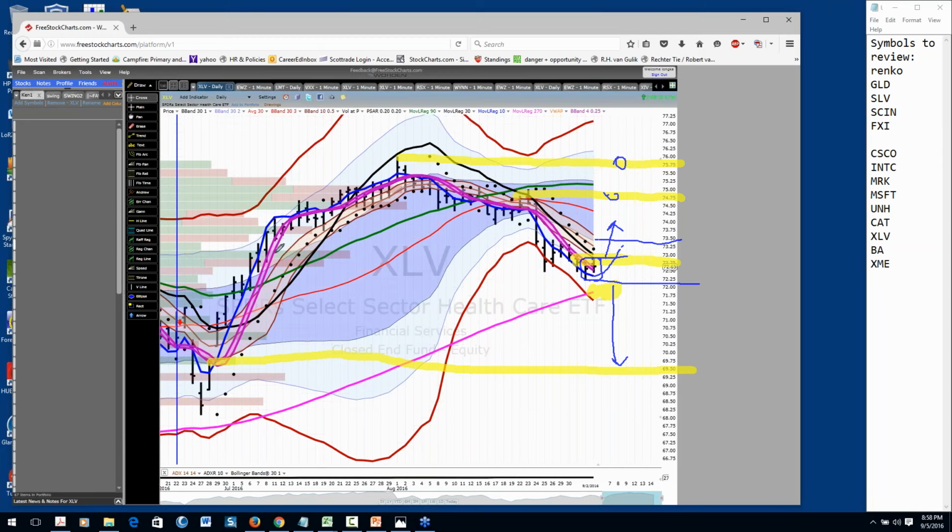And then I just want you to notice when this thing gets directional, how far it can move and how fast. So in a matter of 10 days, it went from 68 to 75. It gave an 11% move in 10 days just as a sector.